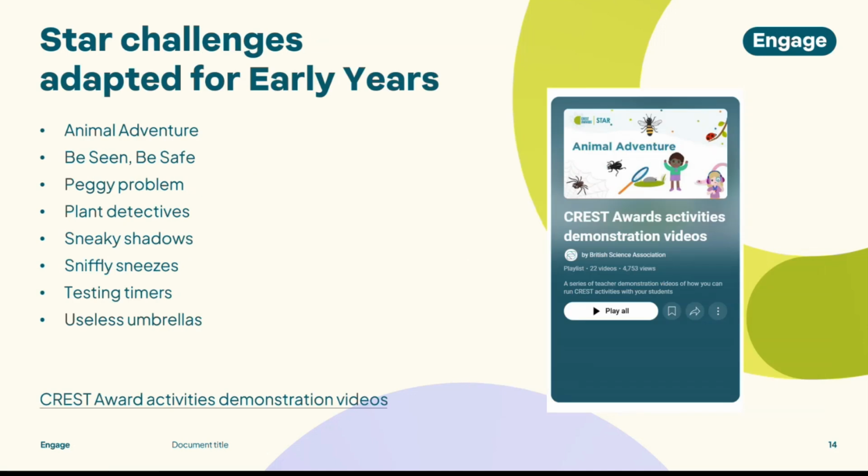So that's the specific early years pack around space. And then 8 of the STAR activities have been deliberately adapted for early years. So you can see the 8 that have been chosen there. Animal Adventure is simply about going outside and finding little mini beasts and animals. Be Seen, Be Safe is about thinking about reflective materials to help being seen in the dark. Peggy Problem is thinking about which pegs are good for holding things on a washing line.